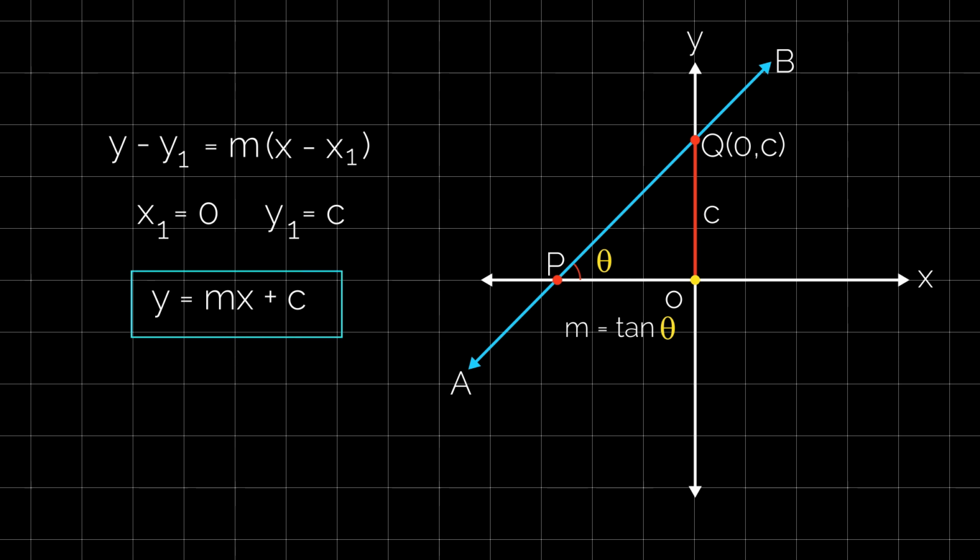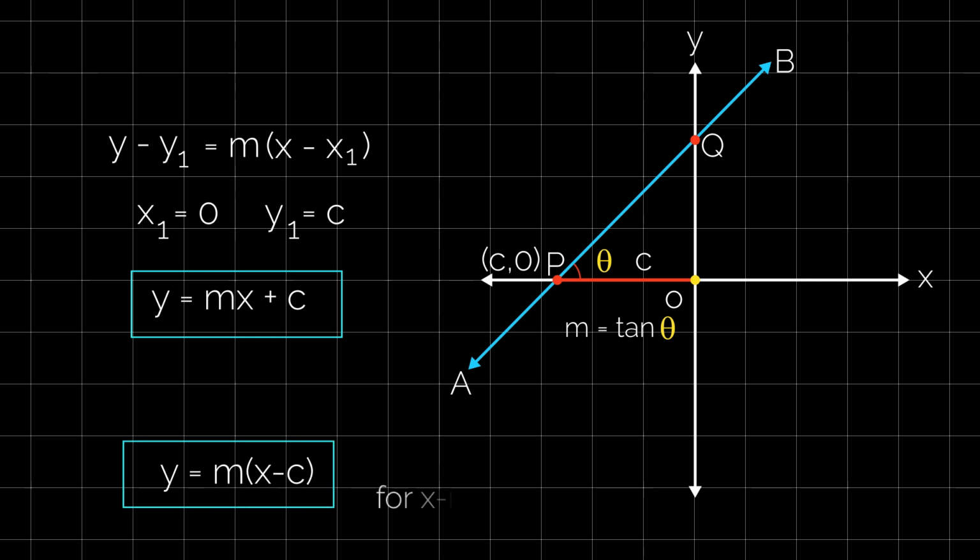Now if x-intercept is c, then coordinate of P is (c, 0), and the equation of line is given by y equal to m times (x minus c).